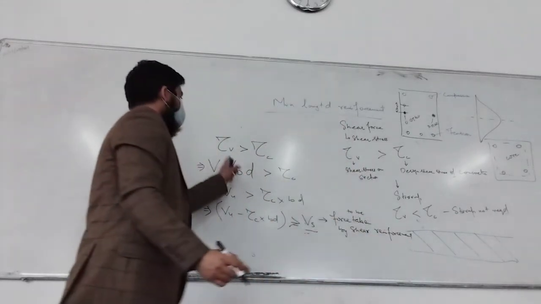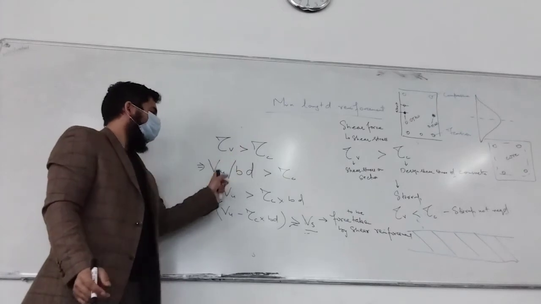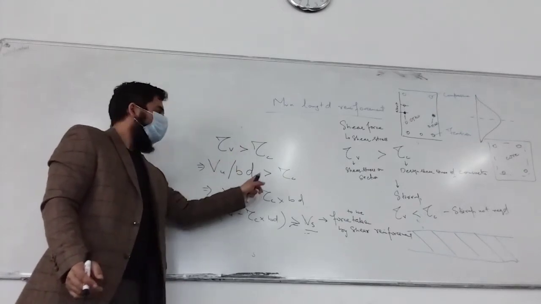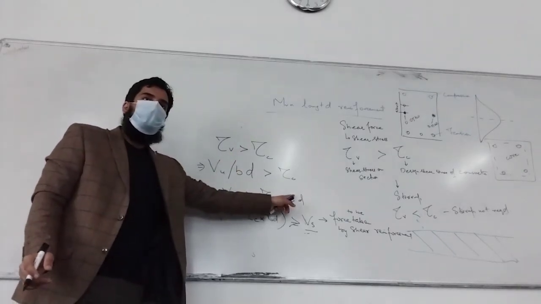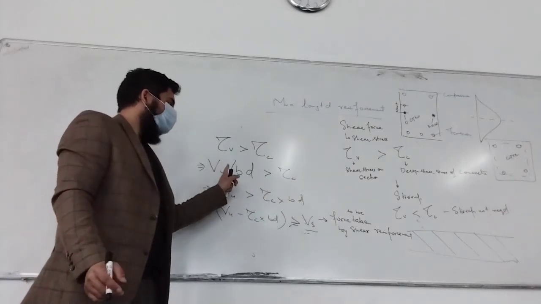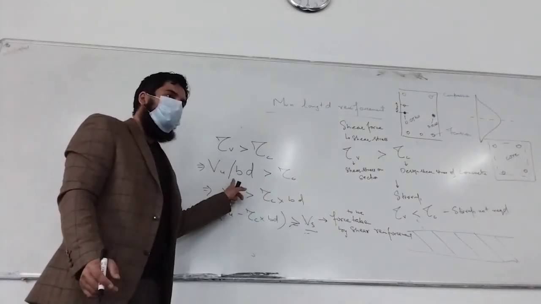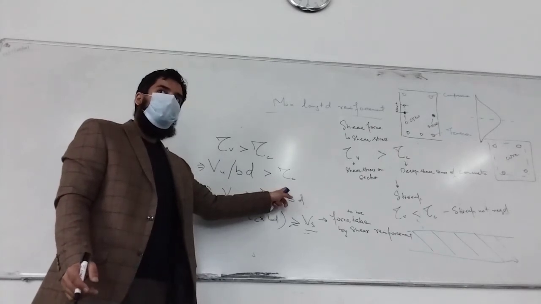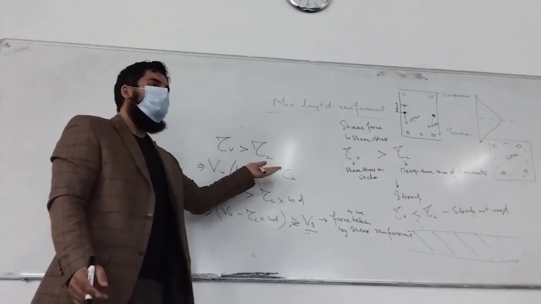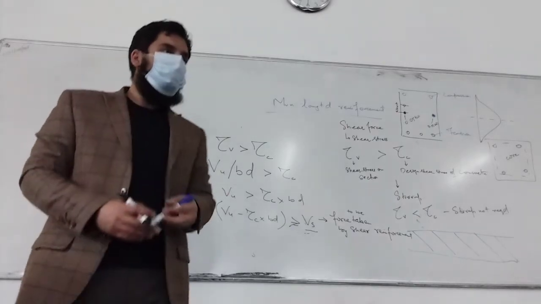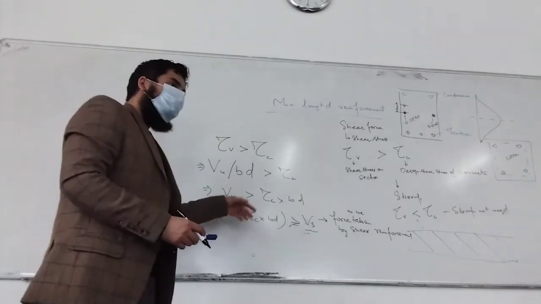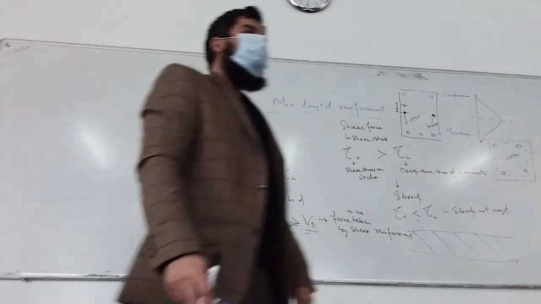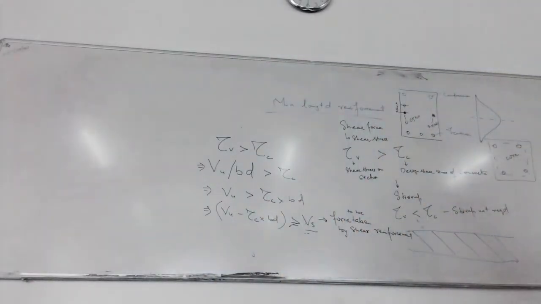क्यों? क्योंकि आपका tau v which is Vu by bd is greater than tau c. तो Vs कितना होगा फिर? ग्रेटर वैल्यू कौन सा है? Vu by bd minus tau c. तो आपको वो क्या देगा? It will give you the shear force to be taken by shear reinforcement. वही होगा ना? So that's what he's saying here.